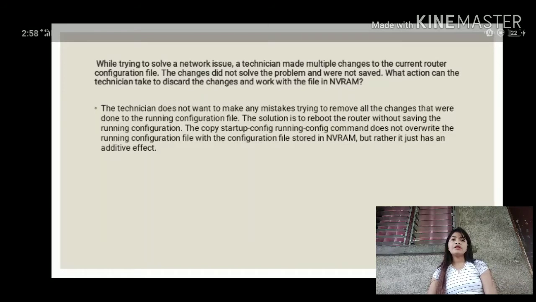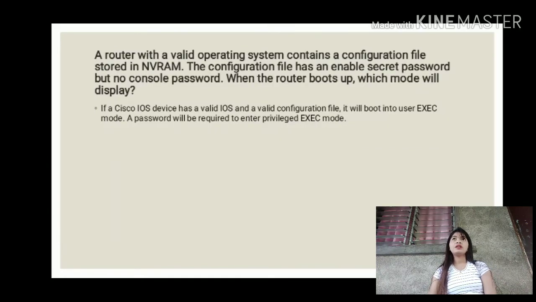A router with a valid operating system contains a configuration file stored in NVRAM. The configuration file has an enable secret password but no console password. When the router boots up, which mode will display? If a Cisco IOS device has a valid IOS and valid configuration file, it will boot into user exec mode. A password will be required to enter privileged exec mode.